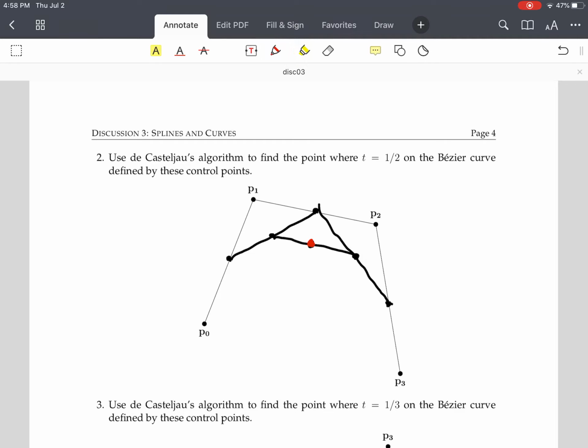And there we go. That's our point. That's the point where t is equal to 1/2 on this Bezier curve. And so now you may be thinking, well, this is just one point. How does this help us?